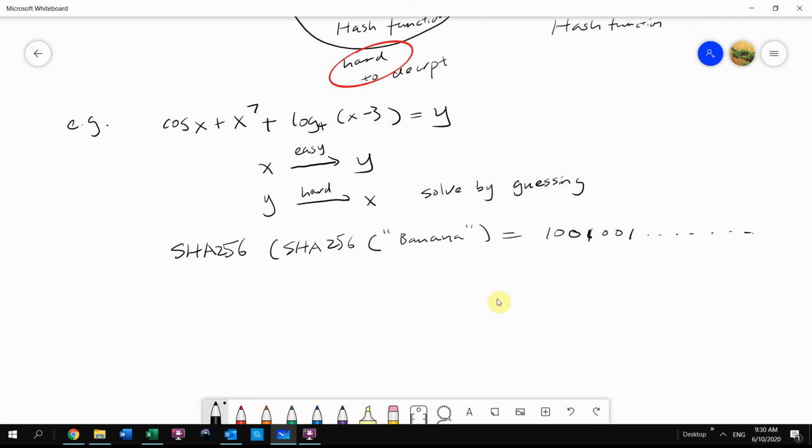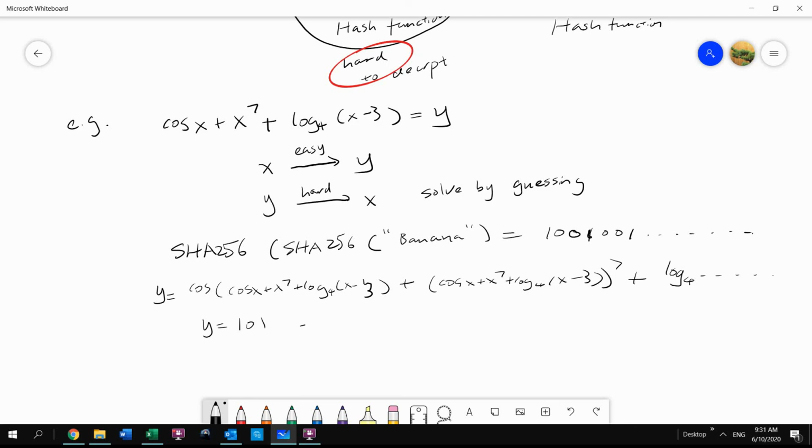All right, so it's just like you solve for y equals cosine x plus x^7 plus log 4x minus 3, okay, plus this whole thing to the power of 7, and then log 4, and so on and so forth. So let's say you know y equals 101, and then you want to solve for x. Well, you cannot really do it with your computer, not to mention with your hands. So good luck to solve.